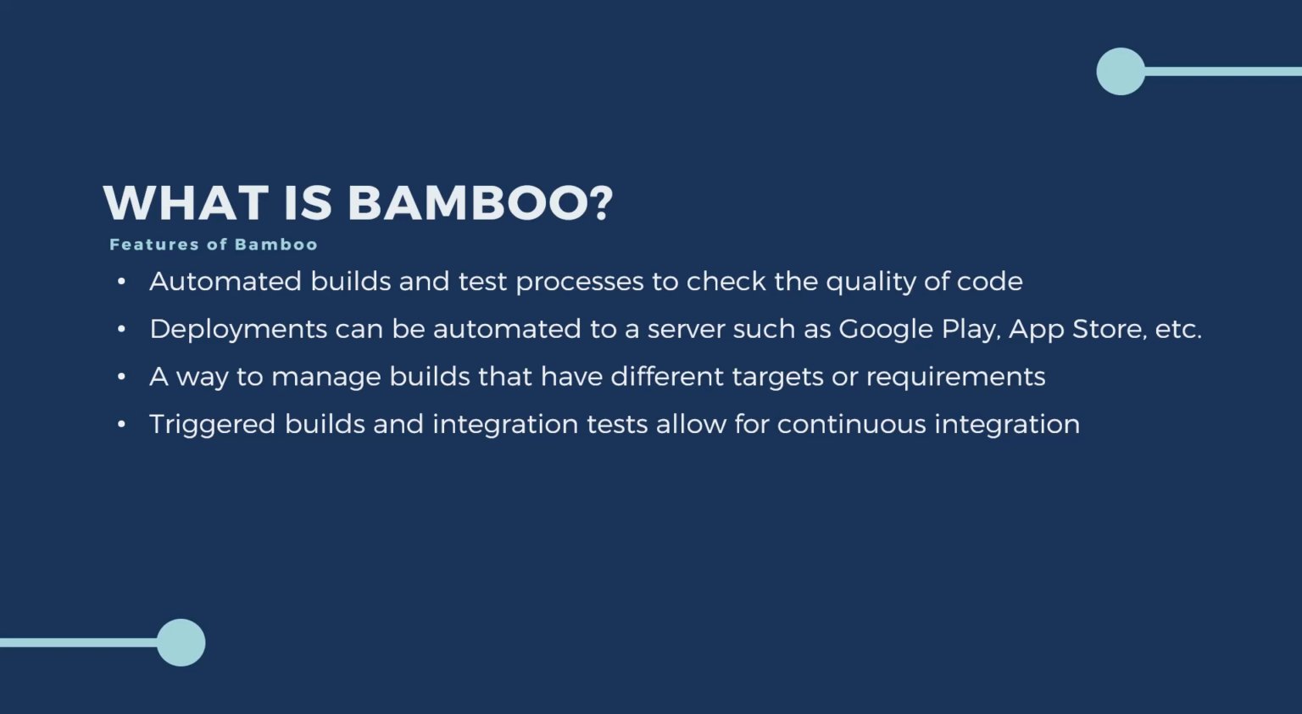The features of Bamboo are automated builds and test process to check the quality of the code. Deployments can be automated to a server such as Google Play and App Store. A way to manage builds that can have different targets or requirements. Triggered builds and integration tests allow for continual integration. So now we know what Bamboo is. The next topic we are going to cover is the recommendations of Bamboo.